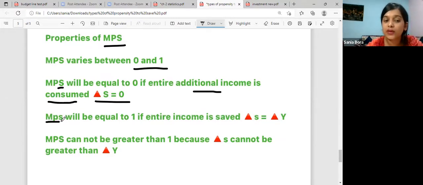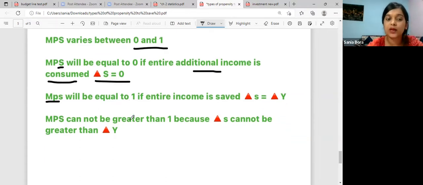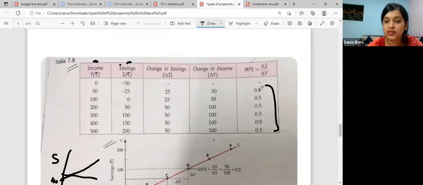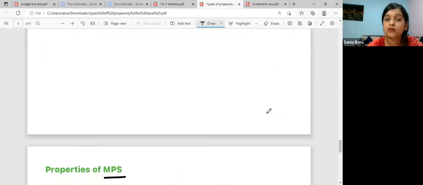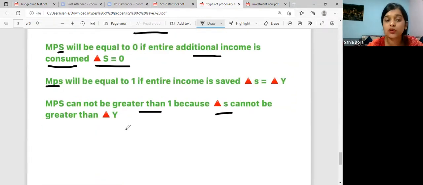And now, when will your MPS be 1? When you are going to use your entire additional income for savings, you are not consuming anything. Now, you are using your additional income for savings. So, at that moment, your MPS will be 1. Now, MPS cannot be greater than 1 because change in savings cannot be greater than change in income. So, over here, you have seen that your MPS is not greater than 1, right? Why? Because, of course, change in savings cannot be more than change in income, right?